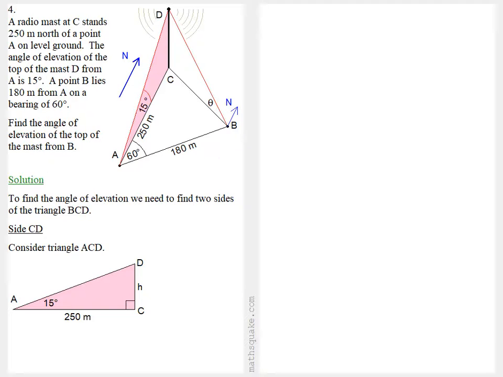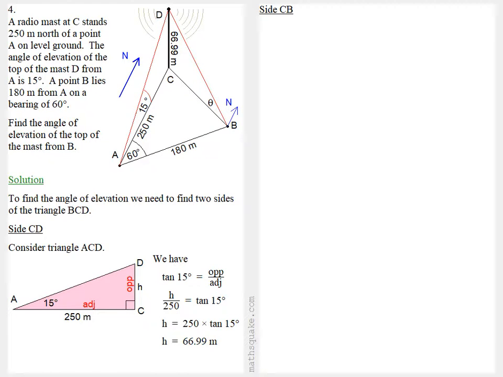Now, the height CD is the side opposite 15 degrees, and the 250 meters is the side adjacent to the 15 degrees. And we know the tangent of an angle is the opposite over the adjacent. So that gives us tangent of 15 is equal to h over 250. If we multiply both sides by 250, we get h is 250 times tan 15, which if we work it out on a calculator comes out to be 66.99 meters. We can mark that in the diagram.